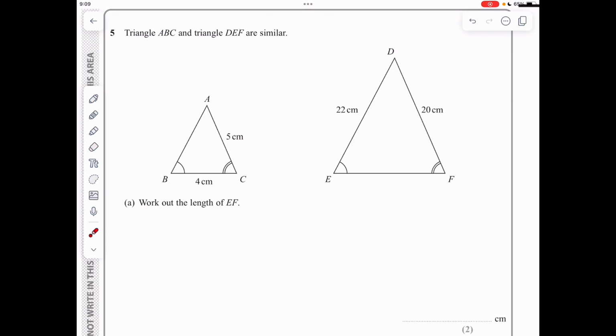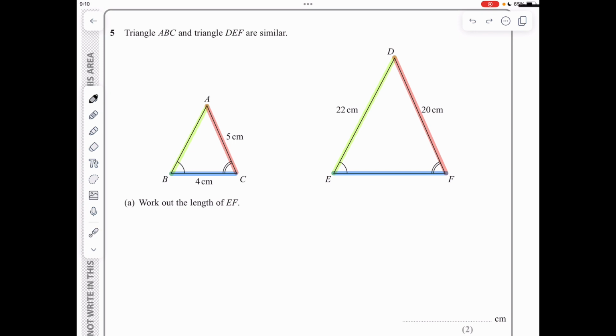In question 5, we've got two similar triangles and we are asked to work out the length of EF. Well, we know that in similar triangles, the ratio of the lengths of corresponding sides is always the same. So I will start by highlighting corresponding sides. The side BC corresponds to EF, BA corresponds to ED, and AC corresponds to DF.